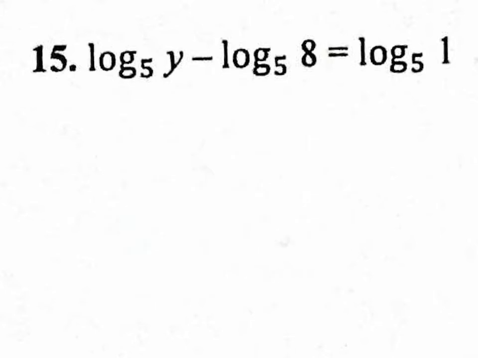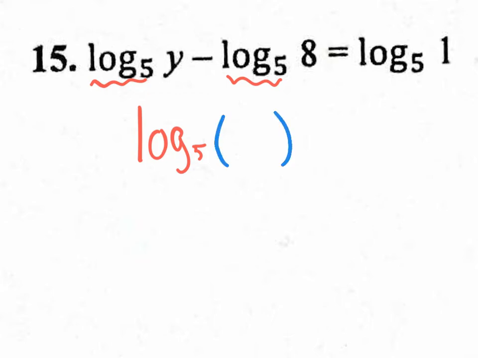We're going to take that log base 5 and that log base 5 and write it as one single log base 5. And of course, with that quotient property, put the parentheses here, and it's always going to be the first one divided by the second one. So it's going to be y over 8. And we have equals log base 5 of 1.